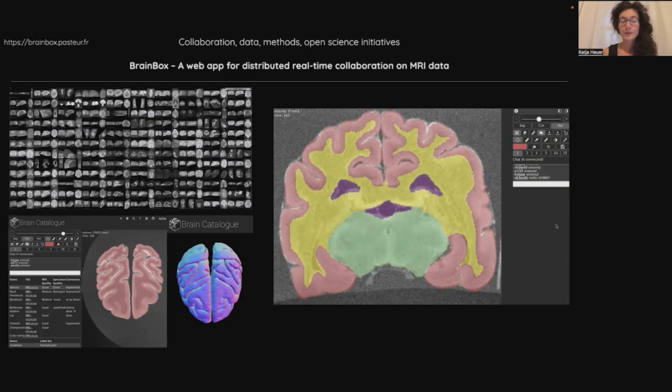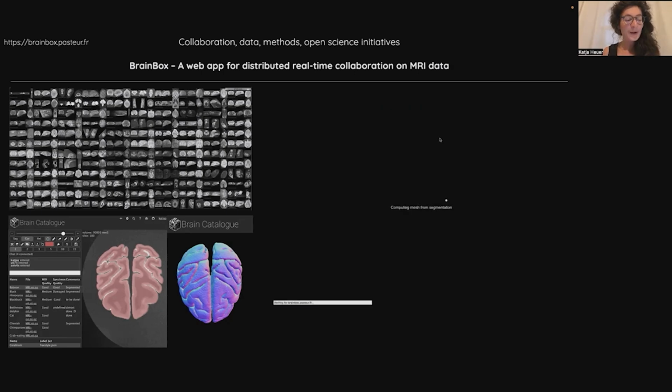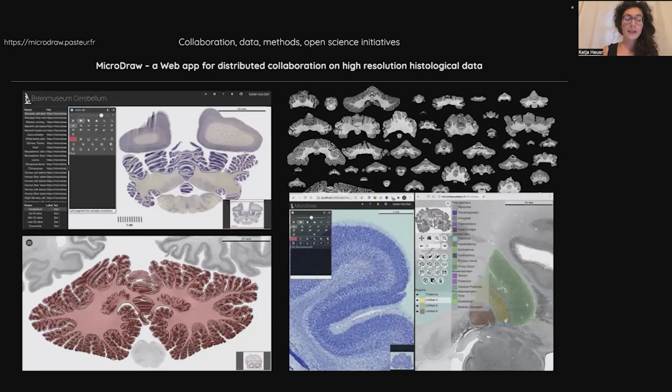It's like Google Docs, but for neuroimaging. And you can see us work together here. And we built a similar web tool called MicroDraw for collaborative annotation and segmentation of ultra-high resolution data. And it's all working on the web. You don't need to install anything or download anything.